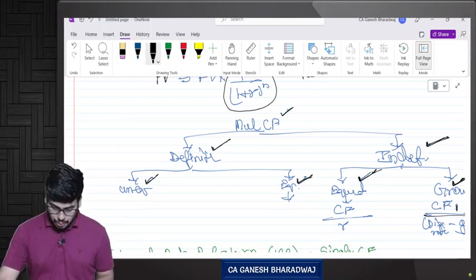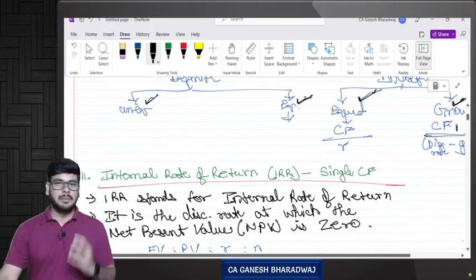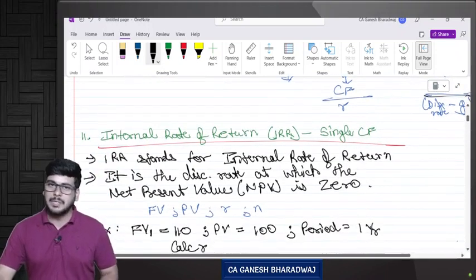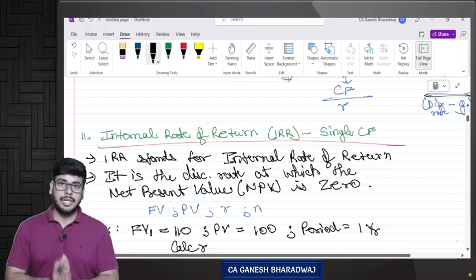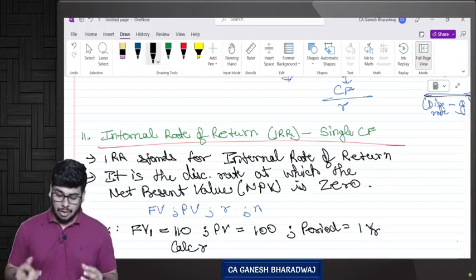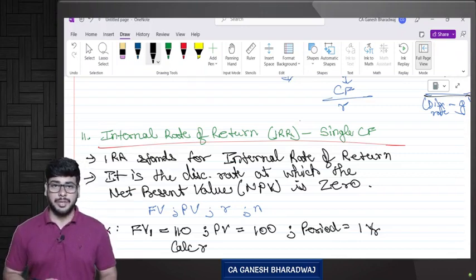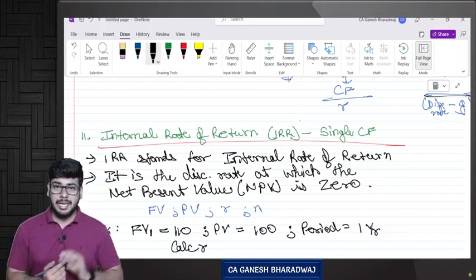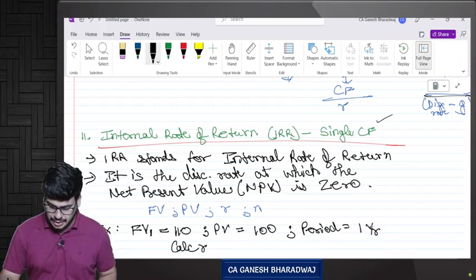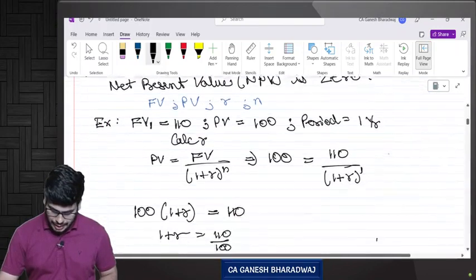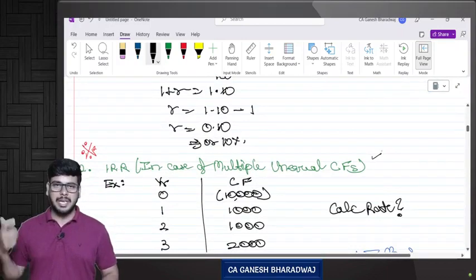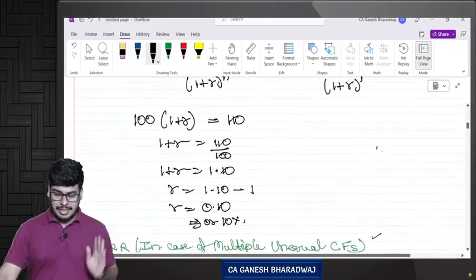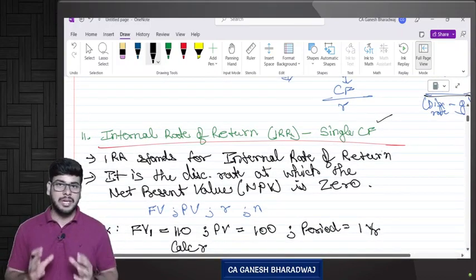Now let's proceed further to the most important aspect in this particular area called time value of money. This is the most critical discussion, a concept called IRR, internal rate of return. In IRR, we will be seeing how to calculate IRR in case of single cash flows, and how to calculate IRR in case of multiple unequal cash flows and multiple equal cash flows. We will tread slowly in this area. This is a very, very important area.